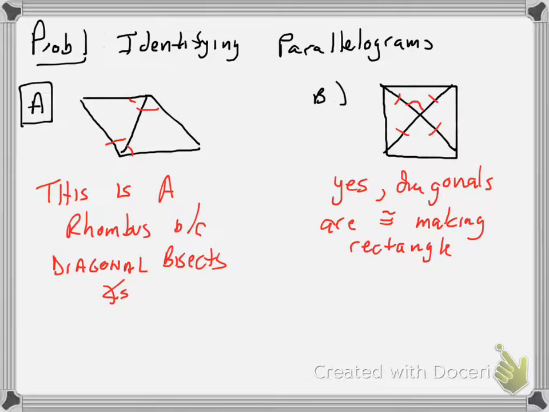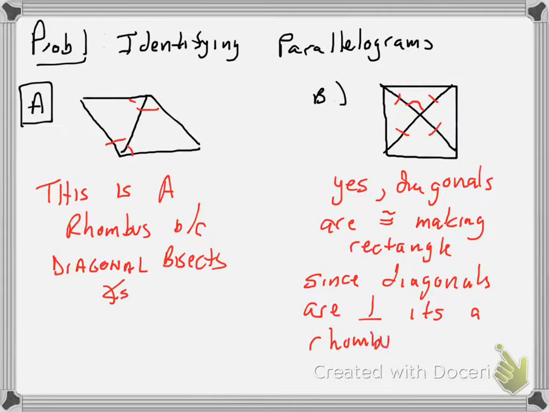And since the diagonals are perpendicular, it's a rhombus. So since it's both a rectangle and a rhombus, therefore it's a square.